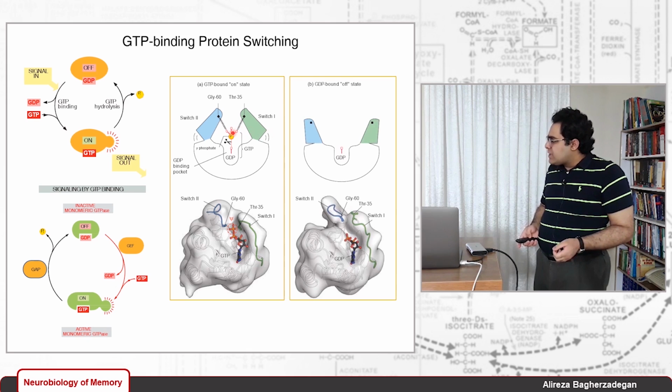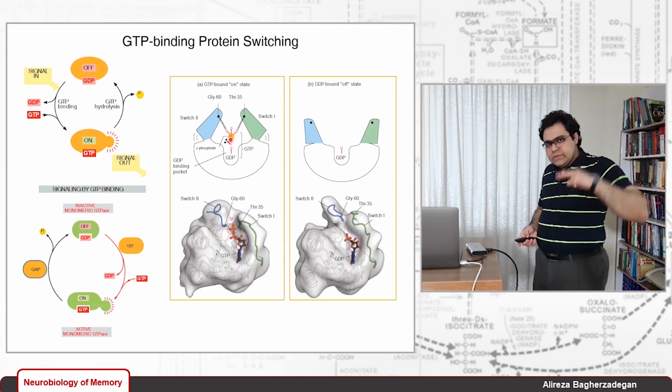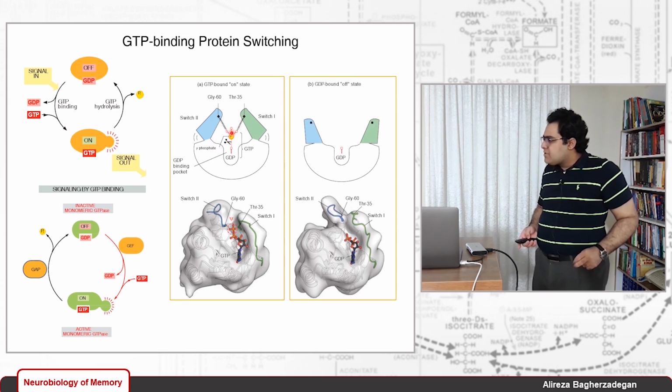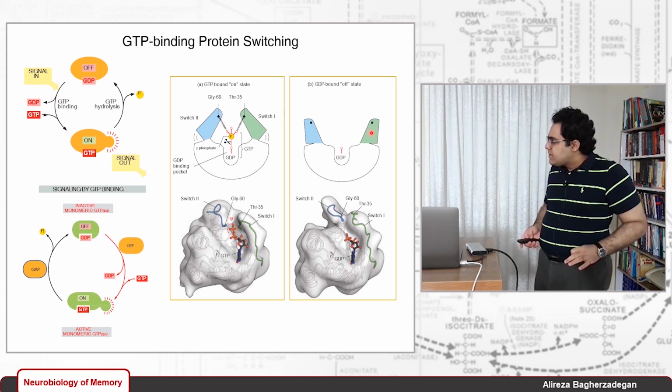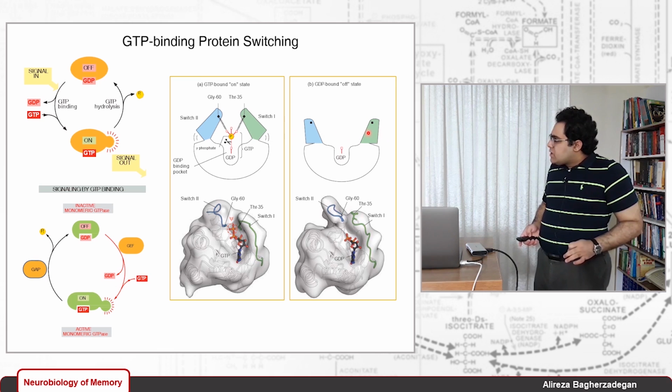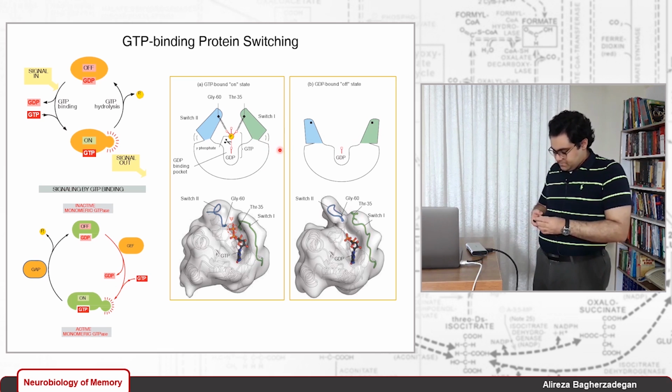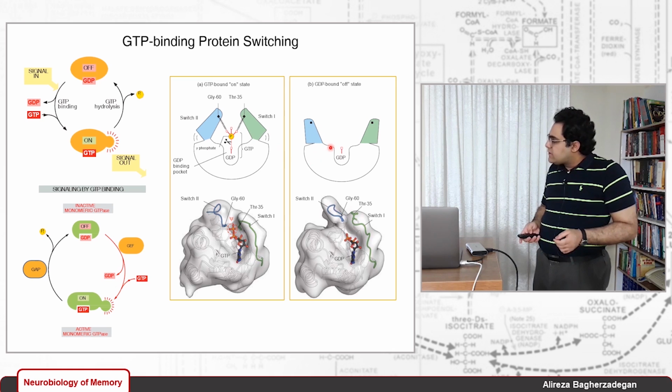And now let's see what happens. You see these scissors here. Let's see what happens when we cut this gamma phosphate out and hydrolyze GTP into GDP, a diphosphate. Now we no longer have those holding bonds here.